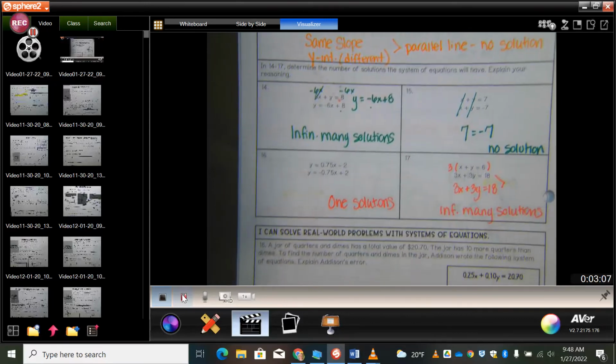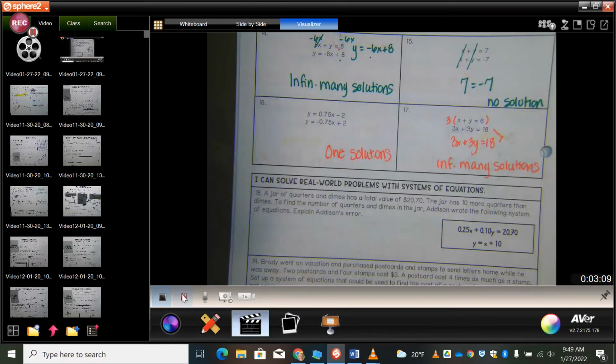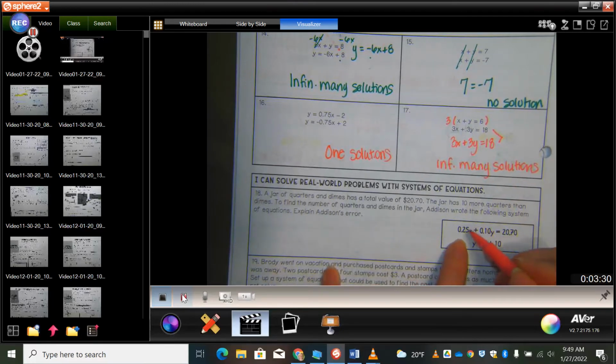All right, going down to the next couple problems. A jar of quarters and dimes has a total value of $20.70. The jar has 10 more quarters than dimes. To find the number of quarters and dimes in the jar, Addison wrote the following system. Explain her error.